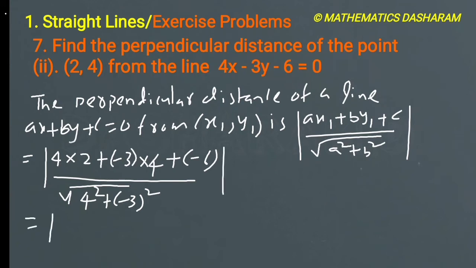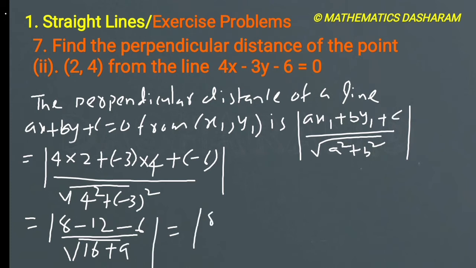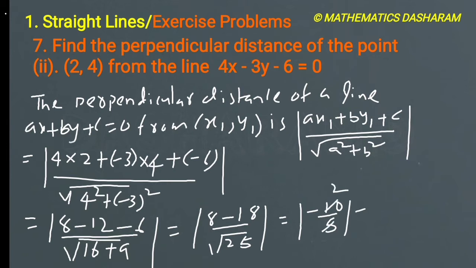So it is equal to 4 twos are 8, minus 3 into 4, minus 12, minus 6, divided by 4 square 16, 3 square is 9. So 8 minus 12 minus 6 is minus 18, divided by root 16 plus 9, which is 25. So 8 minus 18 is minus 10, root 25 is 5, 5 ones are 5, 5 twos are 10, so it is mod minus 2, mod minus 2 is 2.